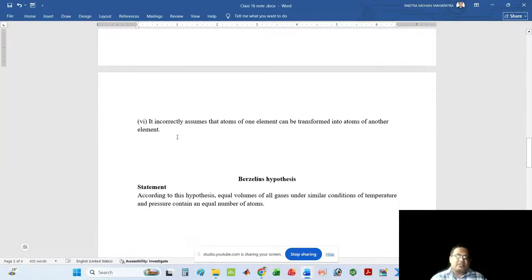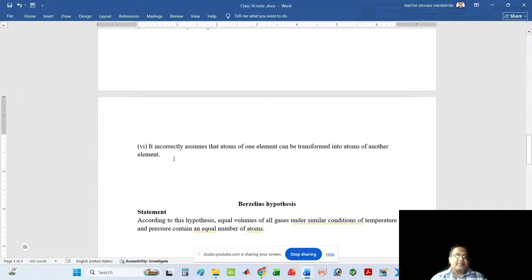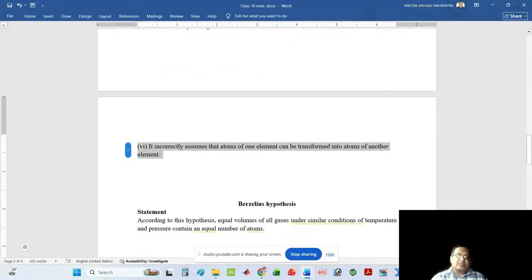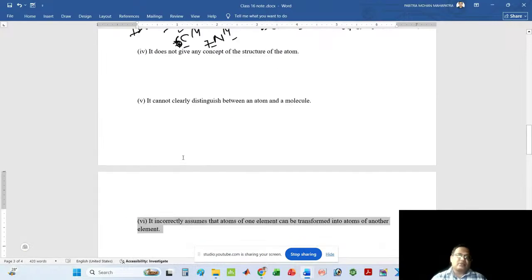Fifth limitation: it incorrectly assumes that atoms of one element cannot be transformed into atoms of another element. Actually, nowadays, due to nuclear reactions, you can transform atoms of one element into atoms of a different element. So after nuclear reactions, this postulate is also invalid.